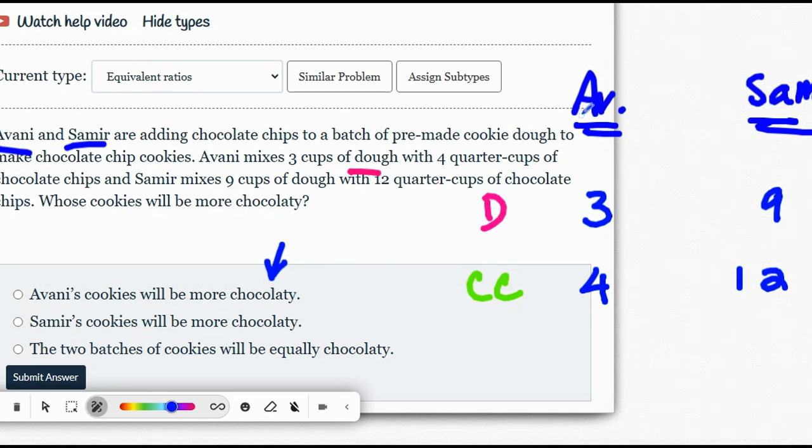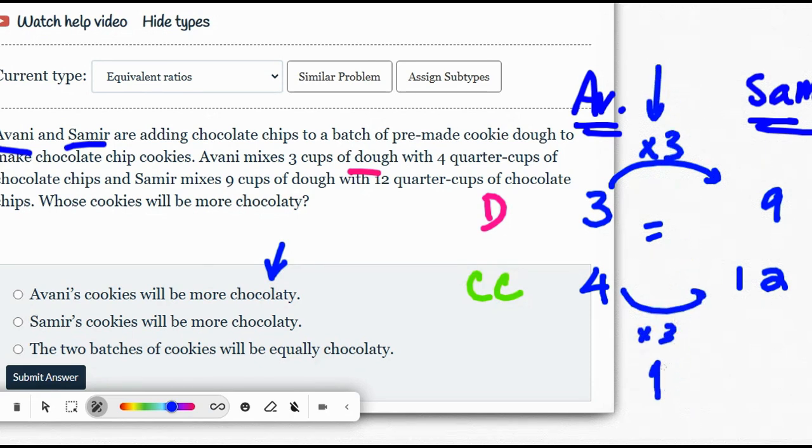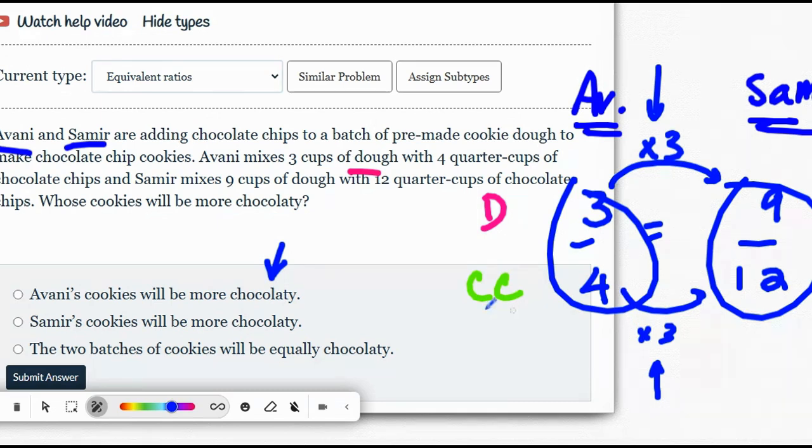So whose cookies are more chocolatey? Is it Avani or is it Samir? Or are they the same, equally chocolatey? What do you think? They're equally chocolatey, right? Because think about this. How does 3 become 9? Times 3, right? And if you multiply by the same factor, the 3 here and the 3 here, would you get 12? Yes, so they're the same. They're equivalent ratios. That's why the cookies are going to taste the same. Should we do one more?